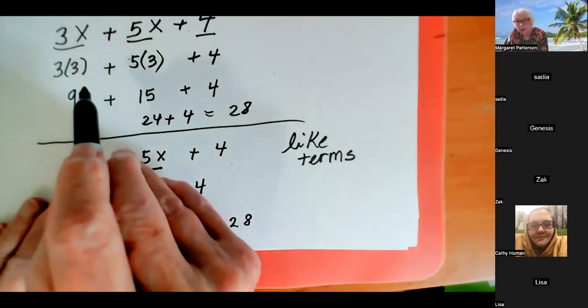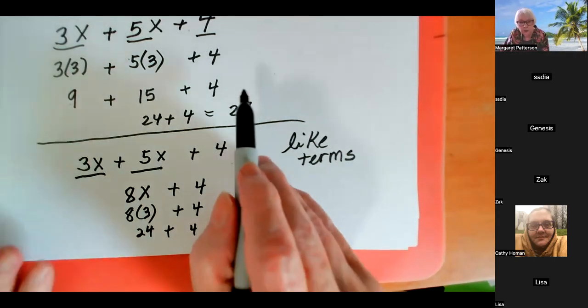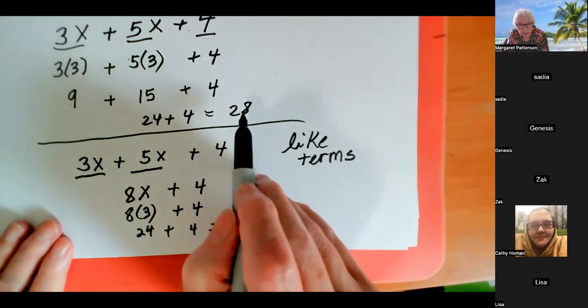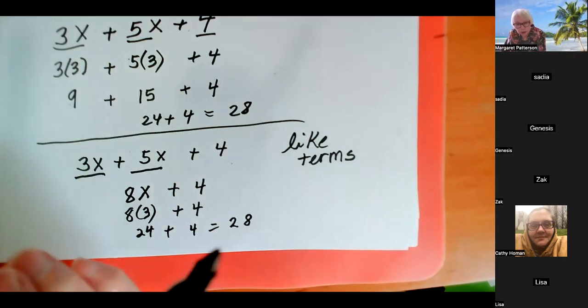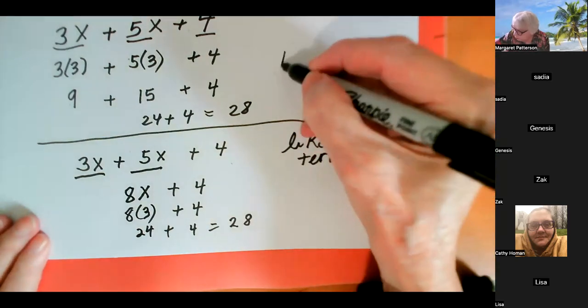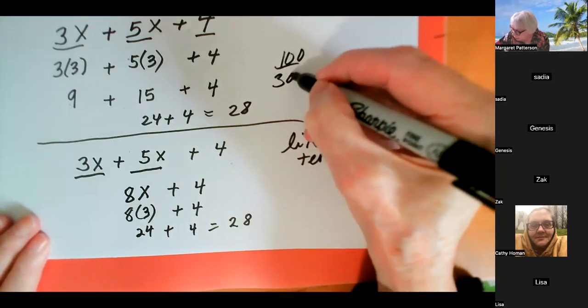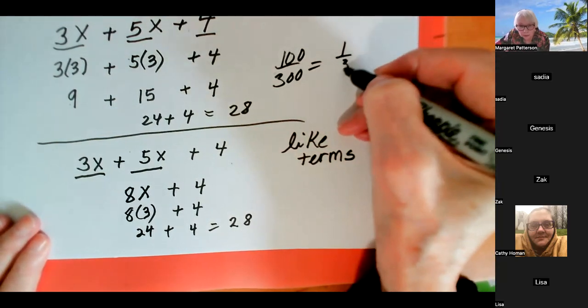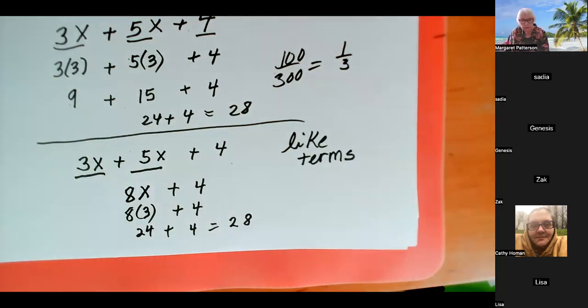And so we're always trying to consolidate things. We don't want 9 and 15 and 4. No, no, no. We want 28. See what I'm saying? We want the simple version. We don't want 100 divided by 300. We want 1/3. Simple, nice. Okay, is that all right with you?